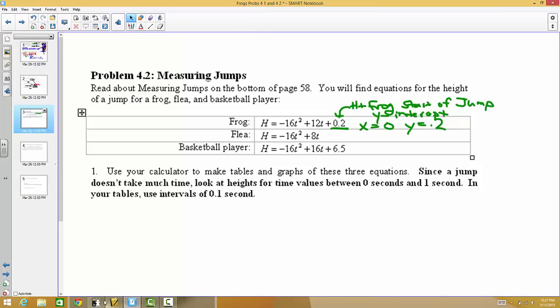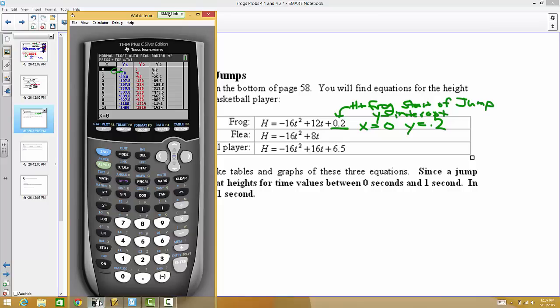Okay, so the frog's jump is over after 1 second. The flea's jump is also over after 1 second. And the basketball player's jump takes exactly 1 second. So what's really exciting is we know how high the basketball player will get. Because the minute you have symmetry, you know that the vertex, the peak, is directly in the middle. So let's change this table set and count by 0.5s. So you're going to go to second window. And you're going to start at 0, enter, count by 0.5.